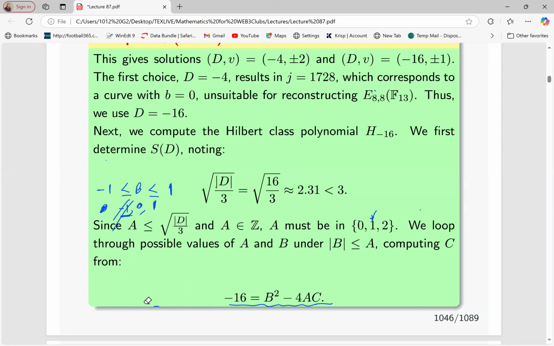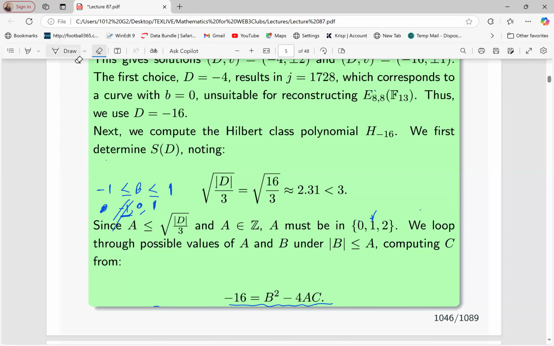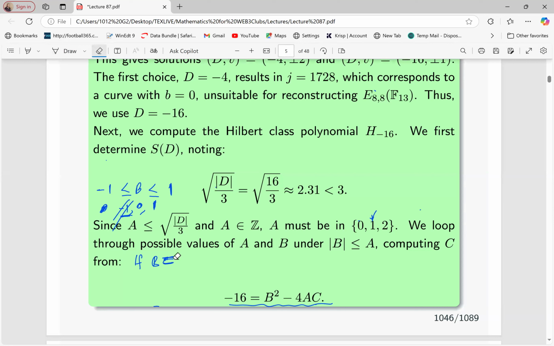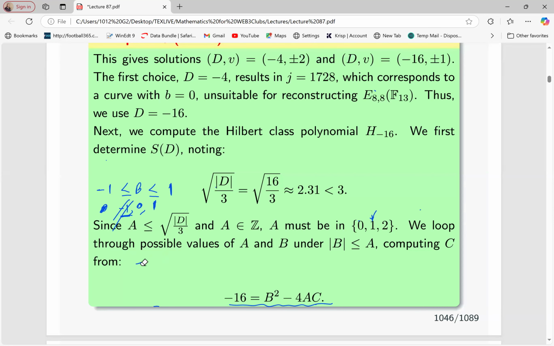Now, assume B, there's a condition that says that if B is 0, then now if B is 0, not 0, not 0. The condition talks about if B is negative. If B is negative, not if B is 0.